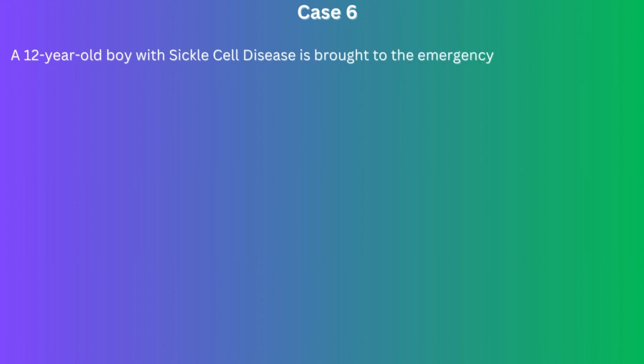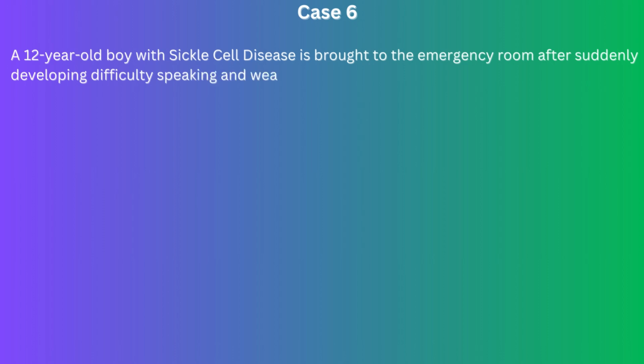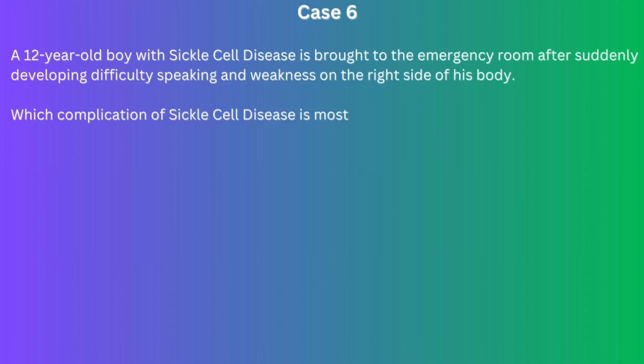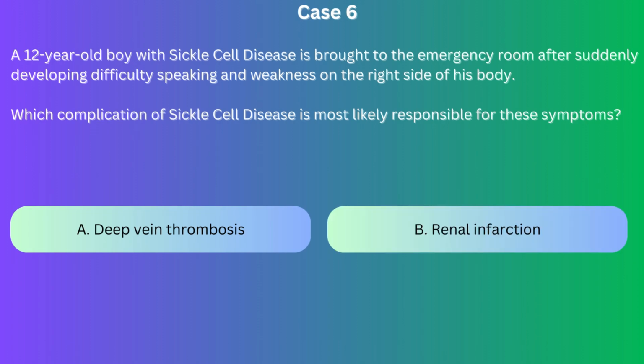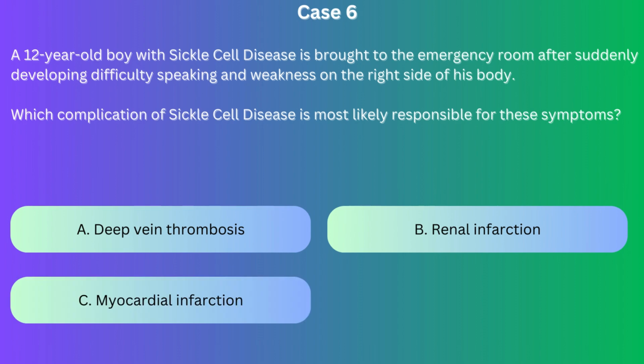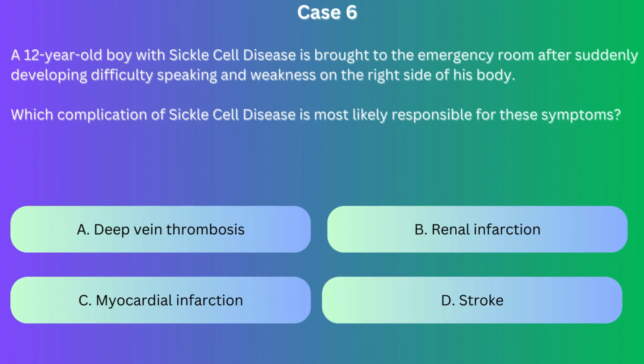Case number 6. A 12-year-old boy with sickle cell disease is brought to the emergency room after suddenly developing difficulty speaking and weakness on the right side of his body. Which complication of sickle cell disease is most likely responsible for these symptoms? A. Deep vein thrombosis. B. Renal infarction. C. Myocardial infarction. D. Stroke. Correct answer D.